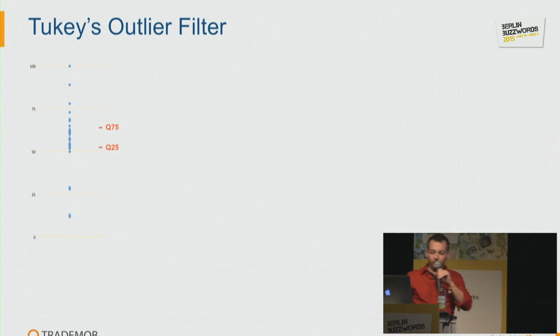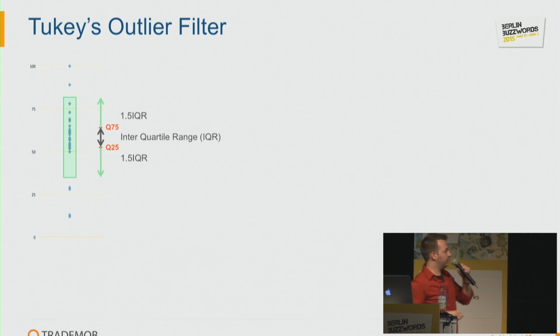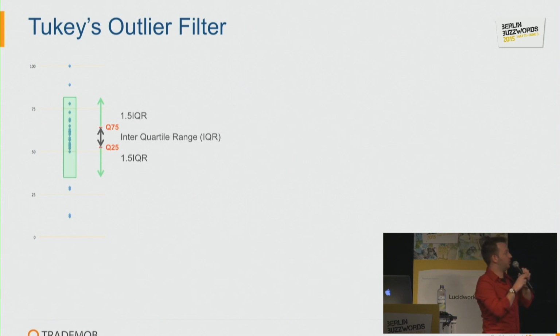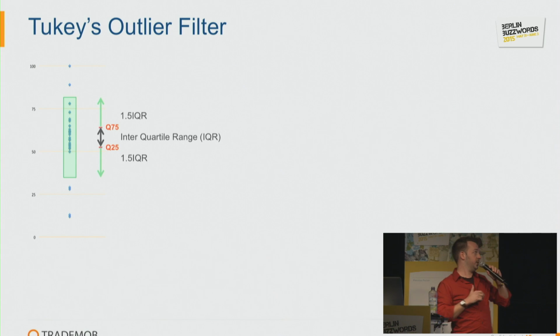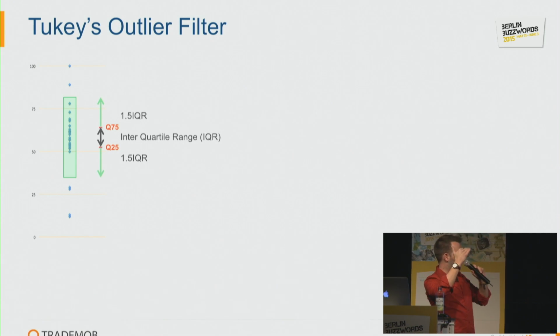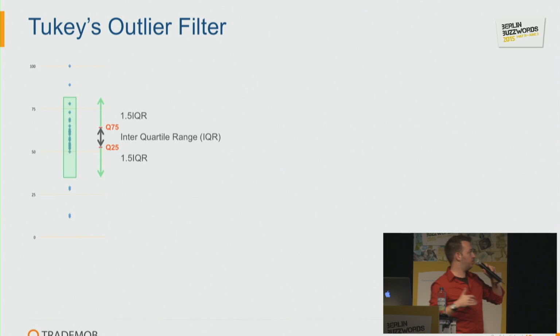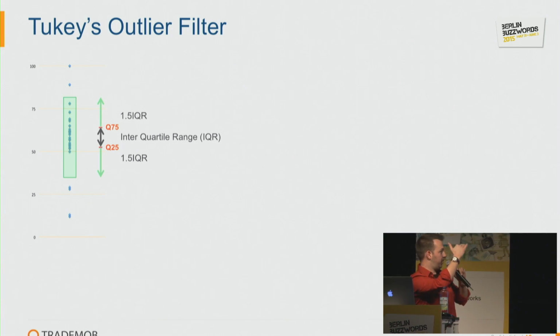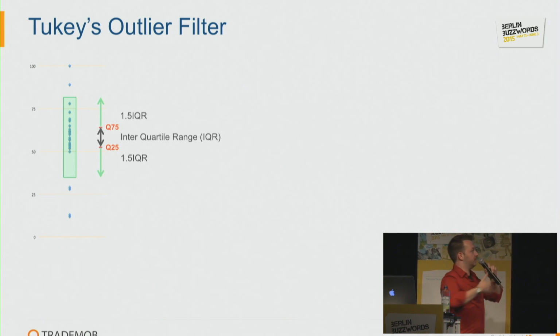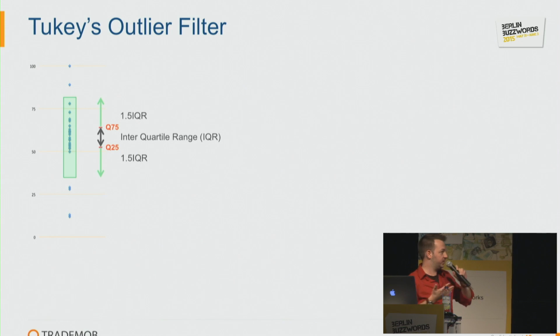And both values together define the so-called interquartile range, which is a quite robust statistic containing the middle 50% of the values. And if we now take a constant of that and add it to the quantile 75 and subtract it from the quantile 25, we get this green band, which in the end defines something like a healthy range or a state of the system which we accept, and everything above or below we would then define as an outlier.